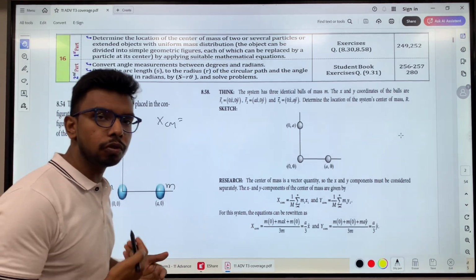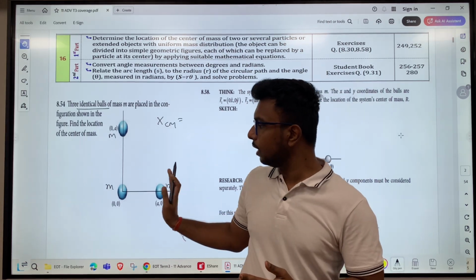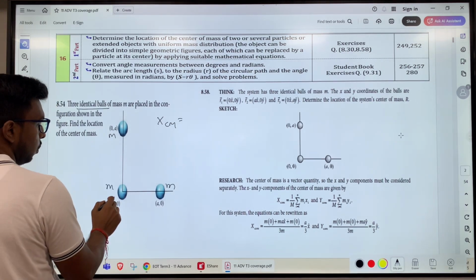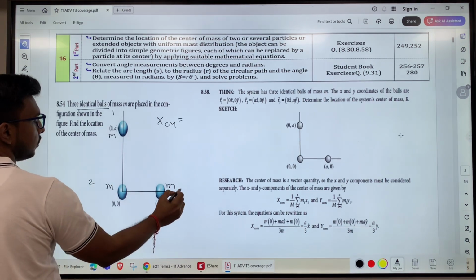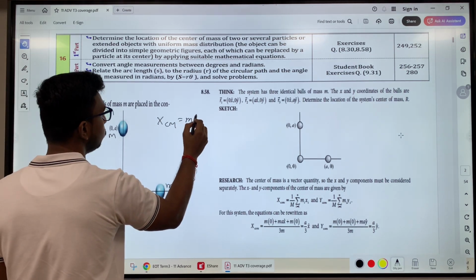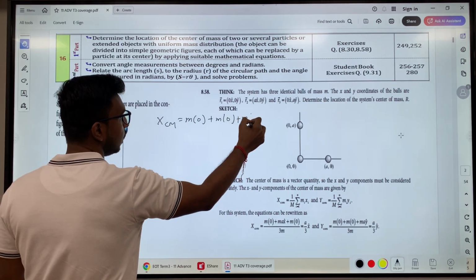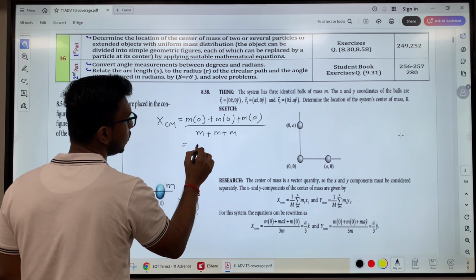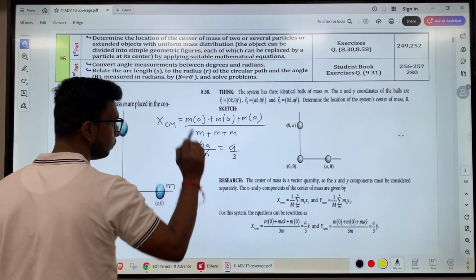If you have issues solving the problem with variables like m, x, n, if they are identical, you can take them 1 kilo each or 2 kilos each or whatever you want to, any number. So m1 x1, so let's take this as 1, this as 2, this as 3. You can take any of them as 1, 2, 3, it does not matter. So m times 0 plus m times 0 plus m times a over m1 plus m2 plus m3. So eventually it becomes ma over 3m. M cancels, I will get a by 3.